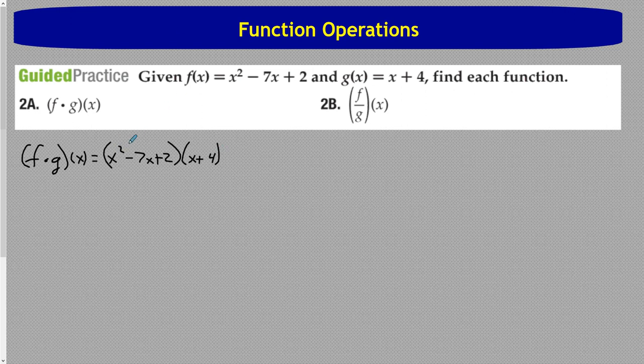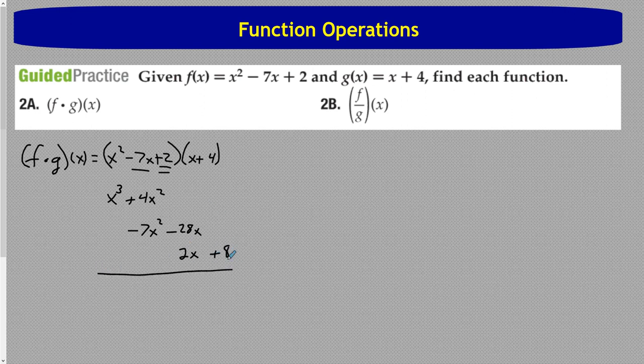So I have to take x squared times everything. So x squared times x is x cubed. X squared times 4 is 4x squared. Now I move on to the negative 7x, and I multiply everything by negative 7x. So negative 7x times x is negative 7x squared. I'm going to stack those under my other x squareds. Negative 7x times 4 is a negative 28x. Move on to the 2. 2 times x is 2x. I'm going to stack that under x so I have my like terms together, and 2 times 4 is 8.